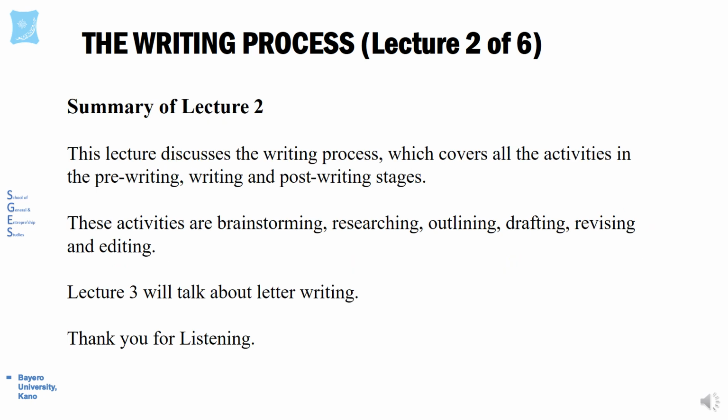This is the last slide for lecture 2, and it contains the summary of the whole lecture. So far we have discussed the writing process, and like I have told you, we have 3 stages of the writing process: pre-writing, writing and post-writing. Under these 3 stages we have a total of 6 different activities that are related to writing. Number 1 is brainstorming, number 2 is researching, number 3 is outlining, number 4 is drafting, number 5 is revising, and number 6 is editing.